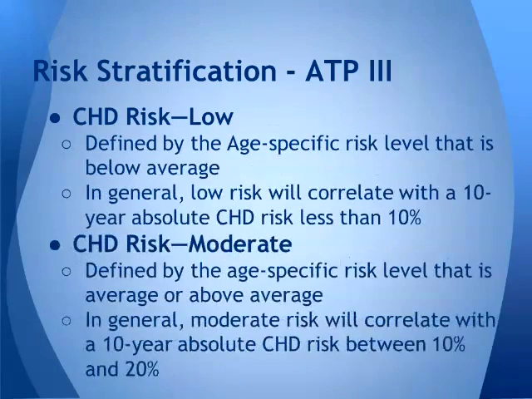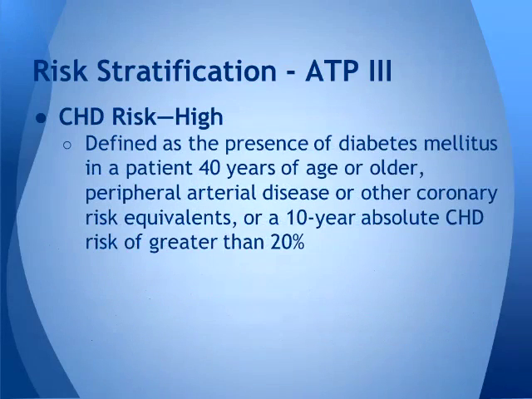So a low-risk patient is defined by the age-specific risk level that is below average. In general, low risk correlates with a 10-year absolute risk of less than 10%. Moderate risk is defined by age-specific risk level that is average or above average, and its 10-year absolute risk for developing a coronary heart disease hard endpoint is between 10 and 20%. High-risk patients are defined in the presence of diabetes in a patient older than 40, peripheral arterial disease, or other coronary risk equivalents, or a 10-year risk greater than 20%.